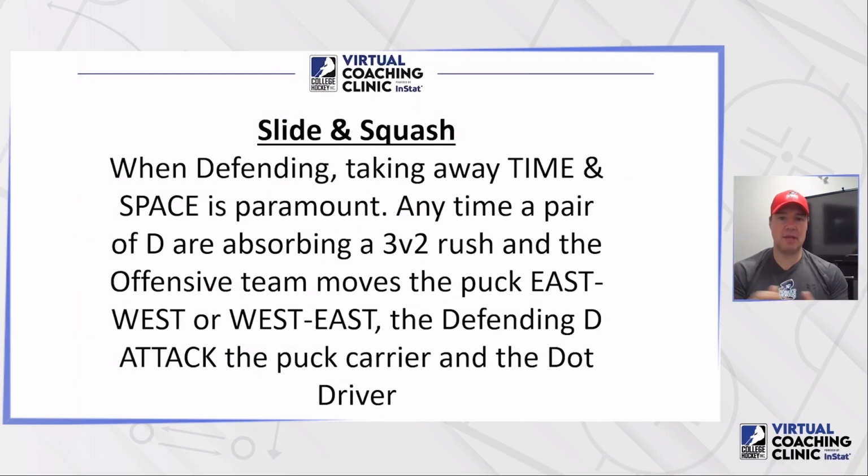Kind of nuance that I really believe in is the slide and squash. Typically the slide and squash is going to happen when D are in the neutral zone. Like the slide says, it's usually when you're absorbing a 3-on-2 or an odd man rush, 4-on-2, etc. And the key here is anytime the puck is moved east-west, west-east, left-right, whatever your verbiage is going to be, the strong side D is getting into the puck carrier. The weak side D is going to come over and get into the dot driver.